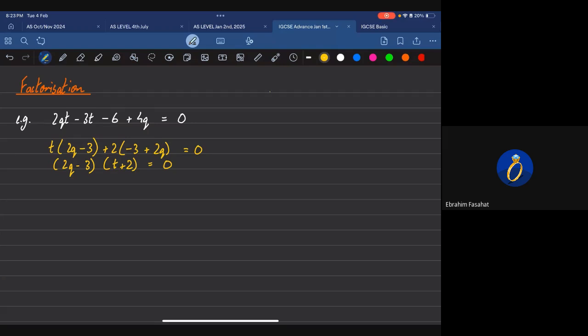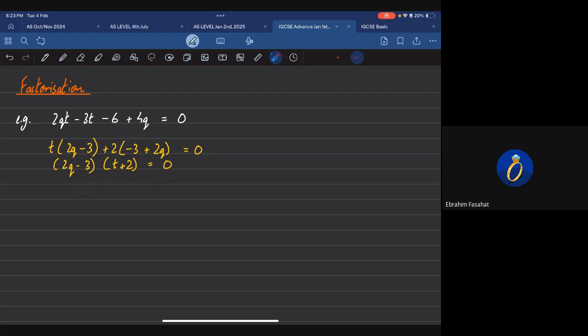And how am I going to do that? I'm going to say that now two possibilities could be the case. Either you take this to the other side, divided by 0, and it becomes 0, so your answer becomes t plus 2 is equal to 0. Or you can take this to the other side, and then your answer becomes 2q minus 3 is equal to 0, because you took this over to the other side. So there are two possibilities of this happening.